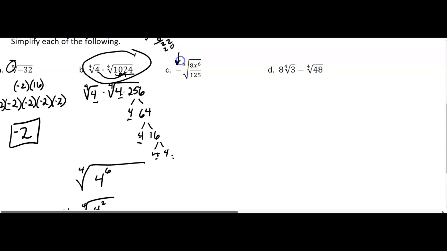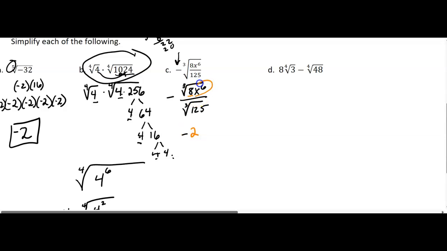Okay, now, the next one is a cubed root. Notice that you have a negative sign on the outside. That's fine. The negative can be on the outside. And then what are we going to do inside? Well, we could split this up into the cubed root of 8x to the 6th over the cubed root of 125. Now, in the numerator, we've already done 8. We said the cubed root of 8 was 2.